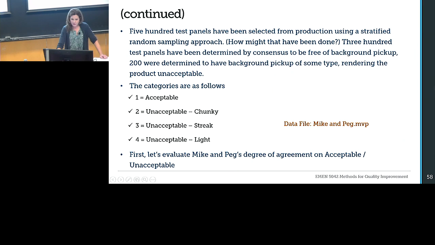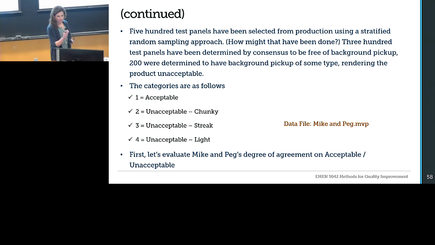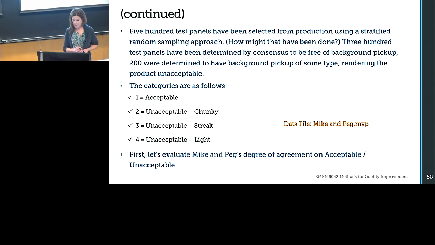All right, so here's one. They've got 500 test panels selected from production using a stratified random sampling approach. So they probably took things from different lines and different processes. And they've got 300 test panels determined by consensus to be free of background pickup. So they could have had an expert panel of judges, people who have been doing this a long time. And they all say, okay, yep, we all agree that there's not background pickup. And then 200 of them were saying, yep, they've got some background pickup of some type.